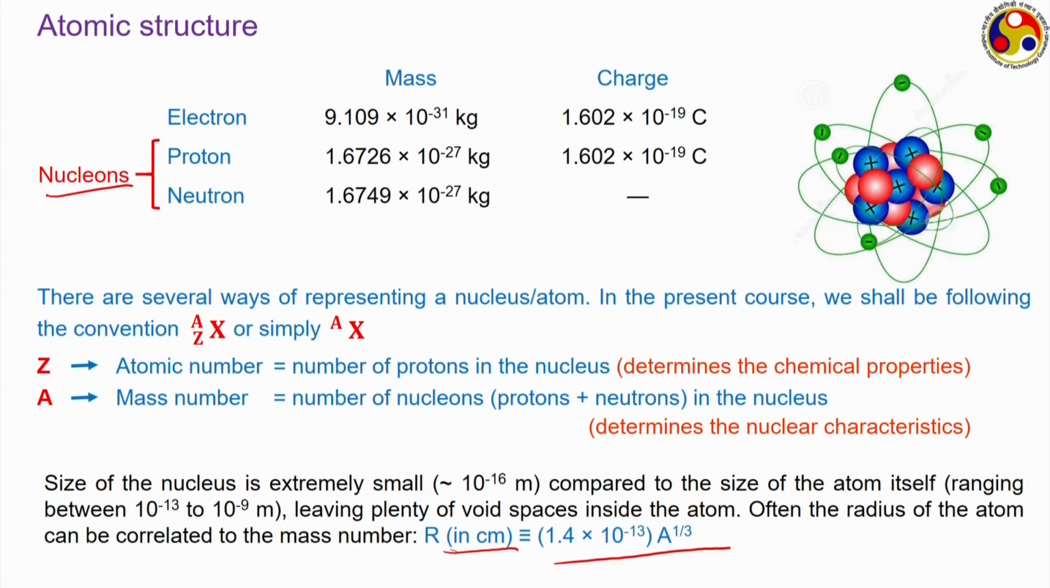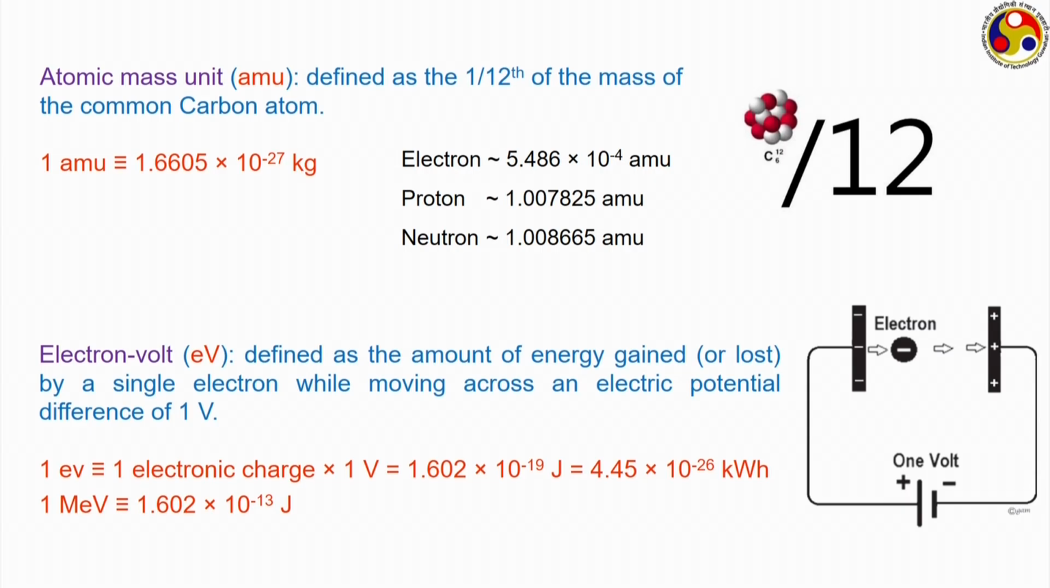Now, as we have seen in the previous slide, here we are talking about extremely small masses, of the order of 10 to the minus 27 kgs or 10 to the minus 31 kgs, which are quite odd to discuss from the point of view of our day to day life. Therefore, a new unit of mass is required to be proposed, and that unit is called atomic mass unit or AMU, which is defined as 1/12 of the mass of the common carbon atom. Proper measurement says that one AMU is equal to 1.6605 into 10 to the minus 27 kgs, which subsequently gives the mass of electron, proton and neutron as like this.